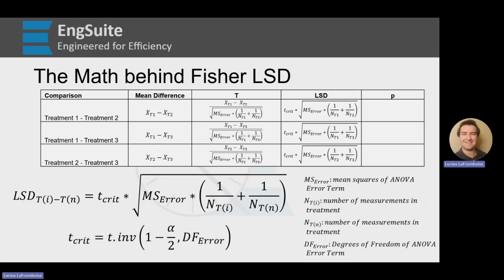Now our LSD, our least significant difference. For this, we're going to take a t critical value and multiply that by the square root of, again, our mean squared error times 1 over n_i plus 1 over n_j.